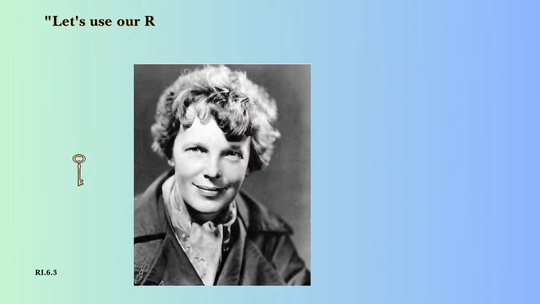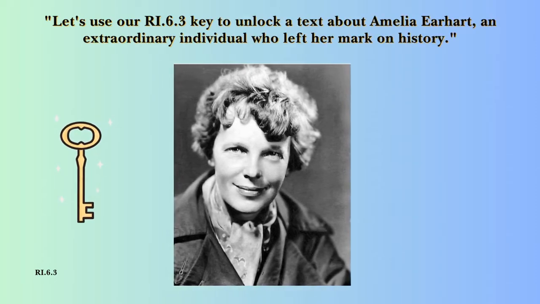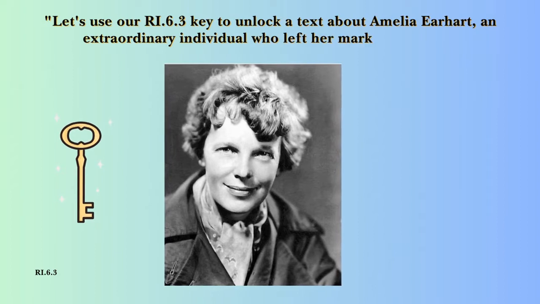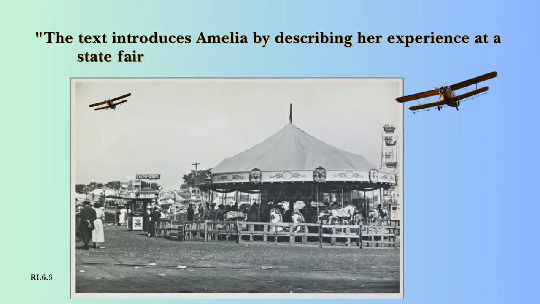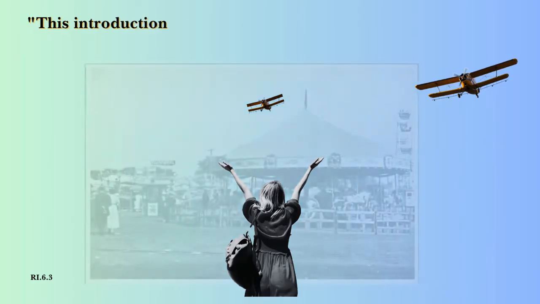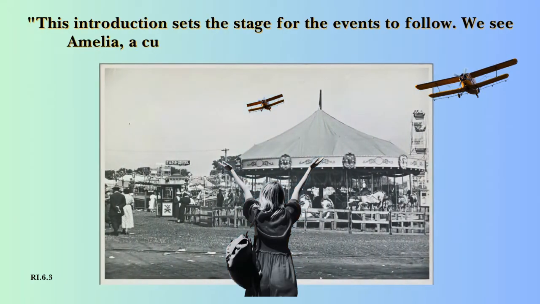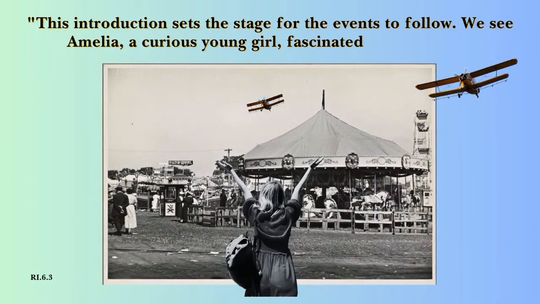Let us use our key to unlock a text about Amelia Earhart, an extraordinary individual who left her mark on history. The text introduces Amelia by describing her experience at a state fair where she saw a plane for the first time. This introduction sets the stage for the events to follow. We see Amelia, a curious young girl fascinated by airplanes.